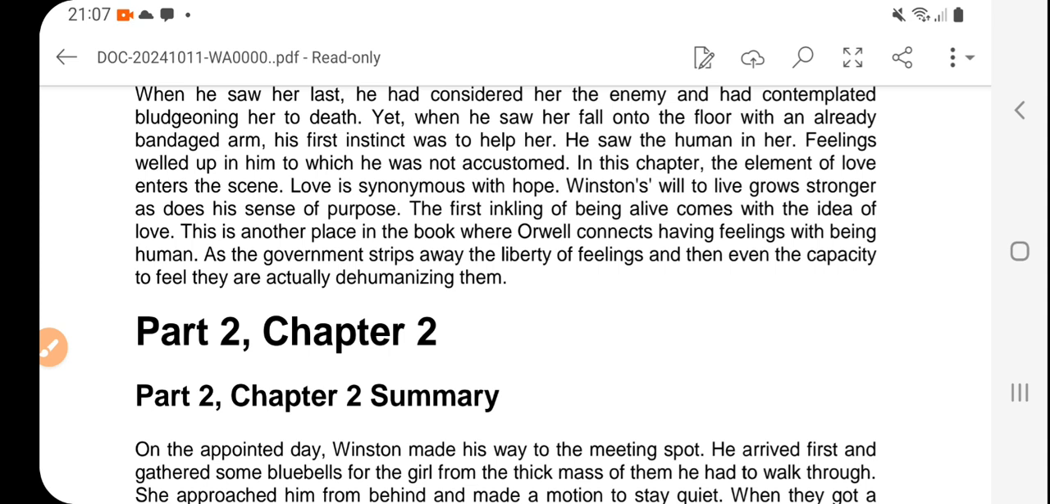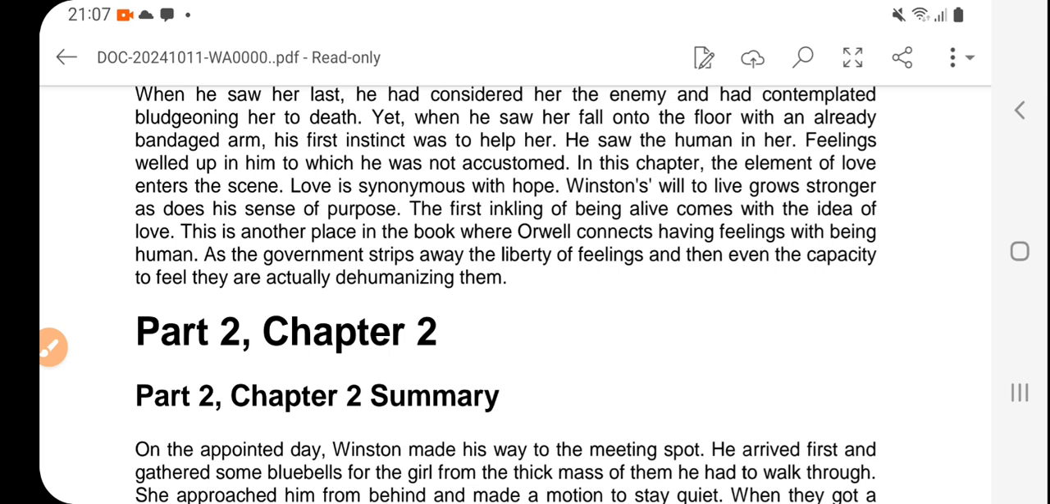Then Julia disappears after giving the note in which it is written that I love you. So Winston Smith becomes panicked that either she has been targeted and victimized by the Thought Police, or must have killed herself. But then she reappears, and they start meeting.